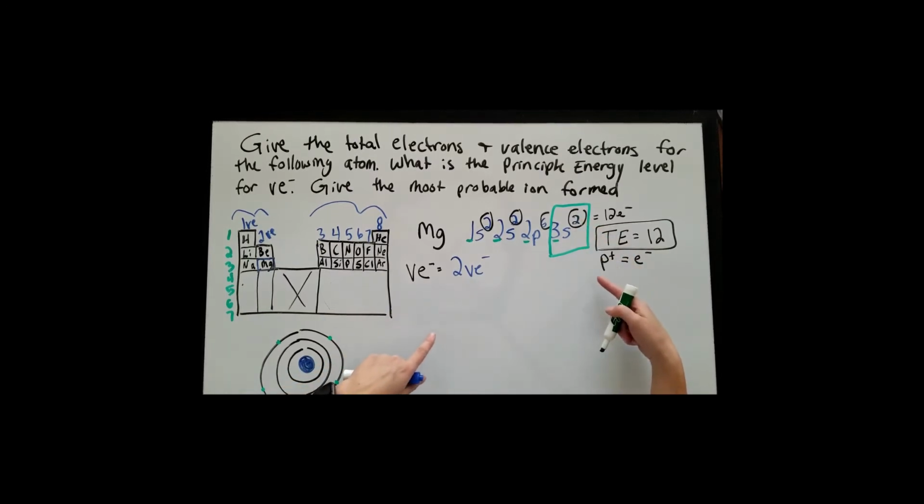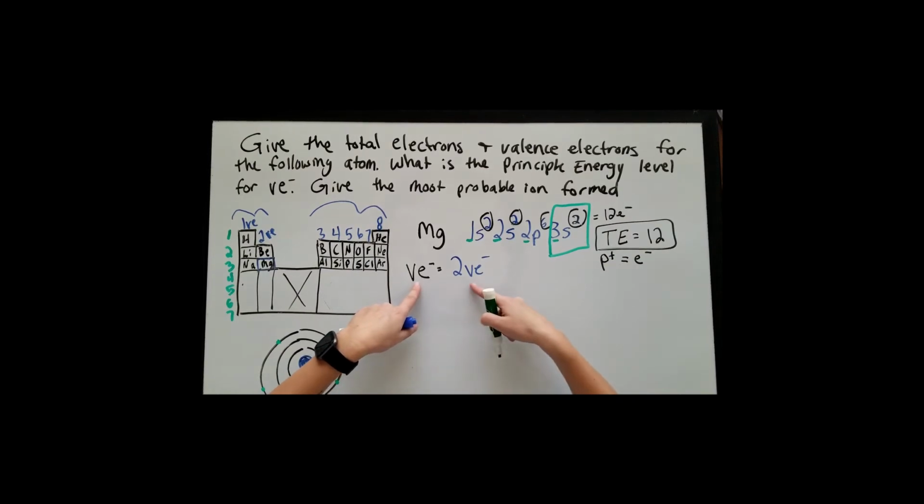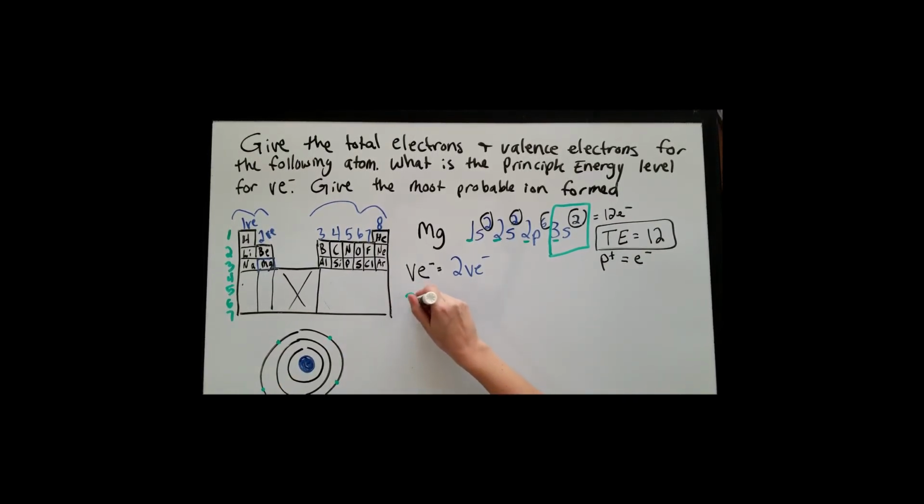So we've answered the total number of electrons. We've answered how many valence electrons. Now let's answer what is the principal energy level in which those valence electrons reside. Well, from the electron configuration, we just said it was 3.